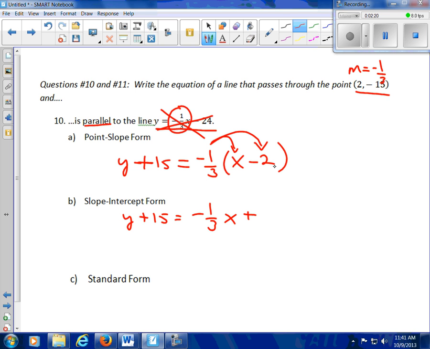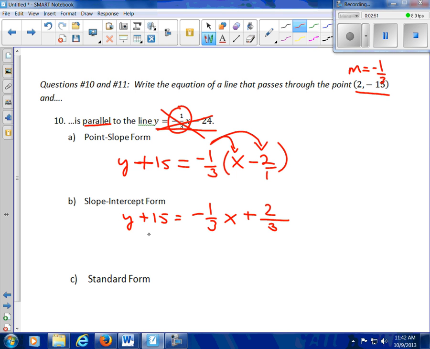I can't cross cancel before I multiply because 3 won't divide into 2 in this case. So I do negative 1 times negative 2, which gives me positive 2, over 3 times 1, which is 3. So what I have is my equation with 15 and a whole bunch of 3's. So I have two choices here.